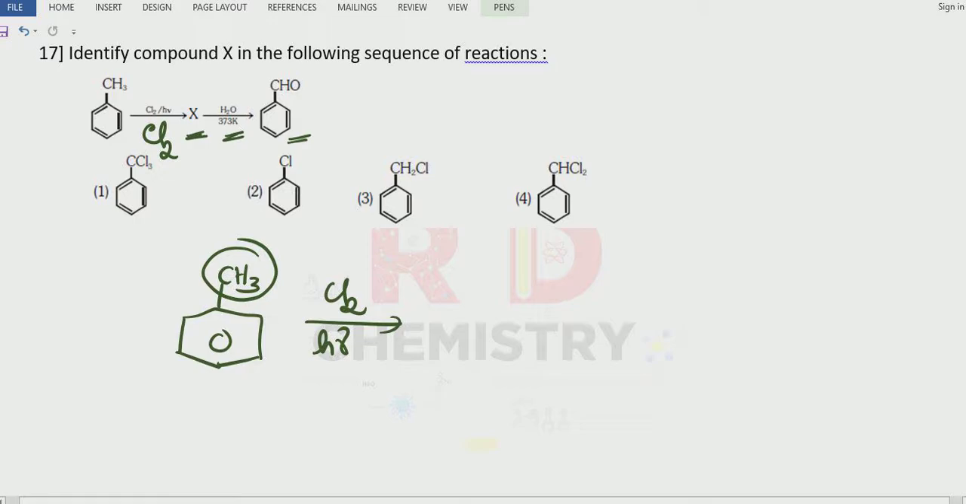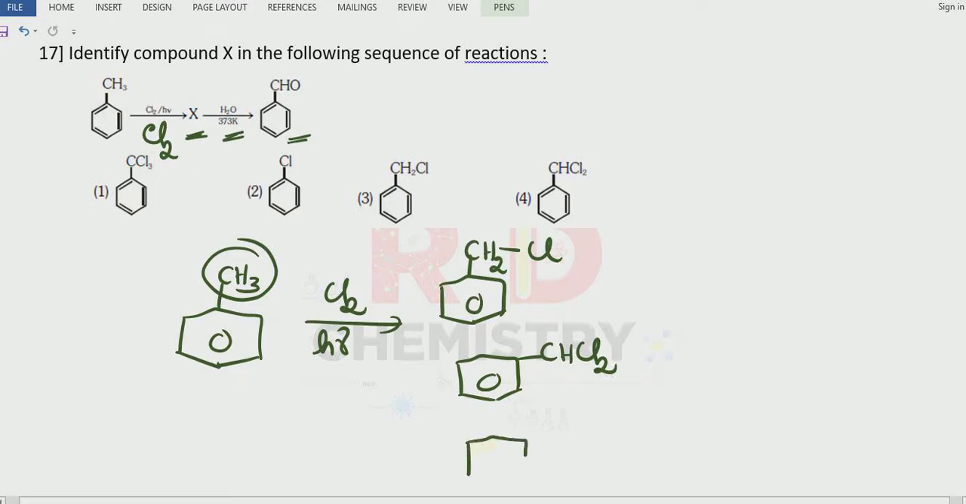So we can expect three types of products. One is a benzene ring attached to CH2Cl, where one hydrogen is replaced by chlorine. The second possibility is a benzene ring attached to CHCl2, where two hydrogens are replaced by chlorine. The third one is where all three hydrogens are replaced by Cl, so we get CCl3. Next, it is subjected to hydrolysis. What are the products we are going to get? So HOH, and the side product is HCl.